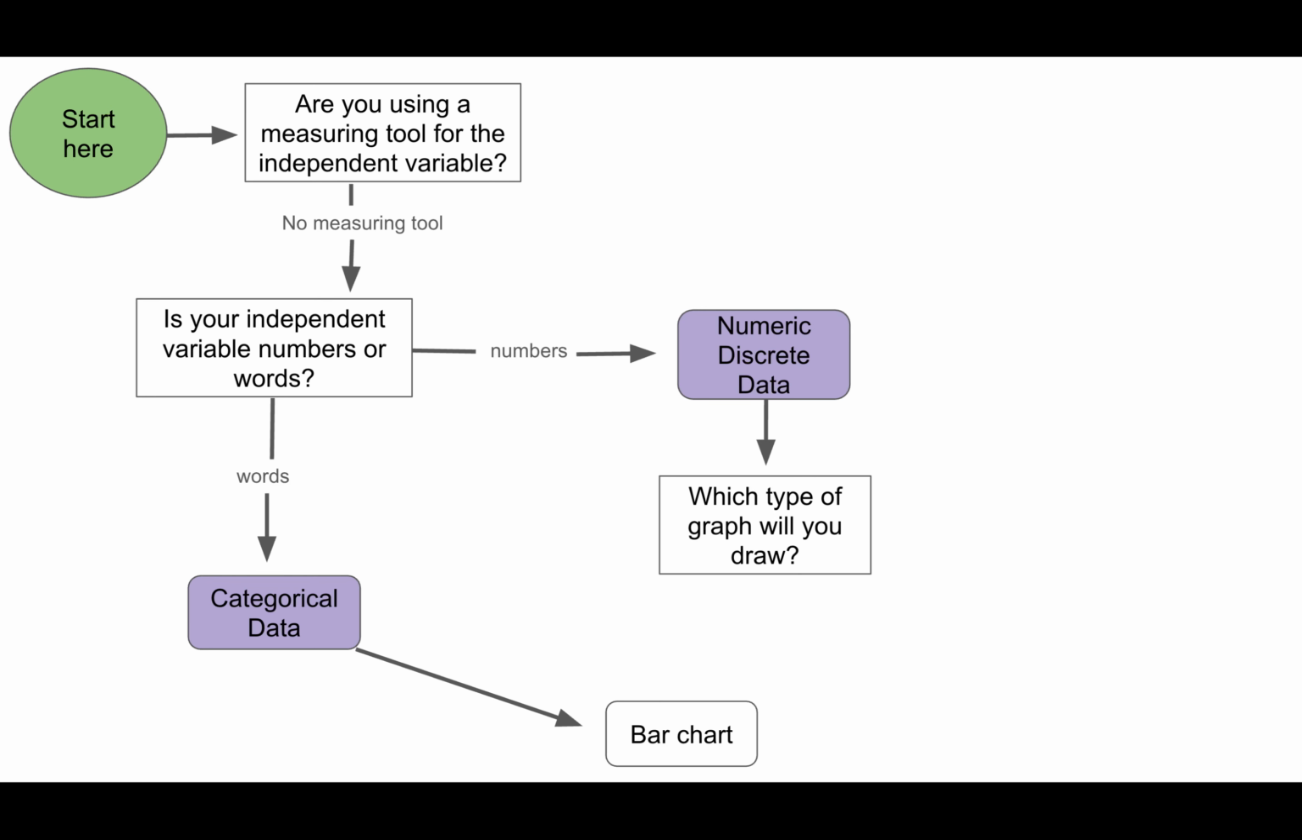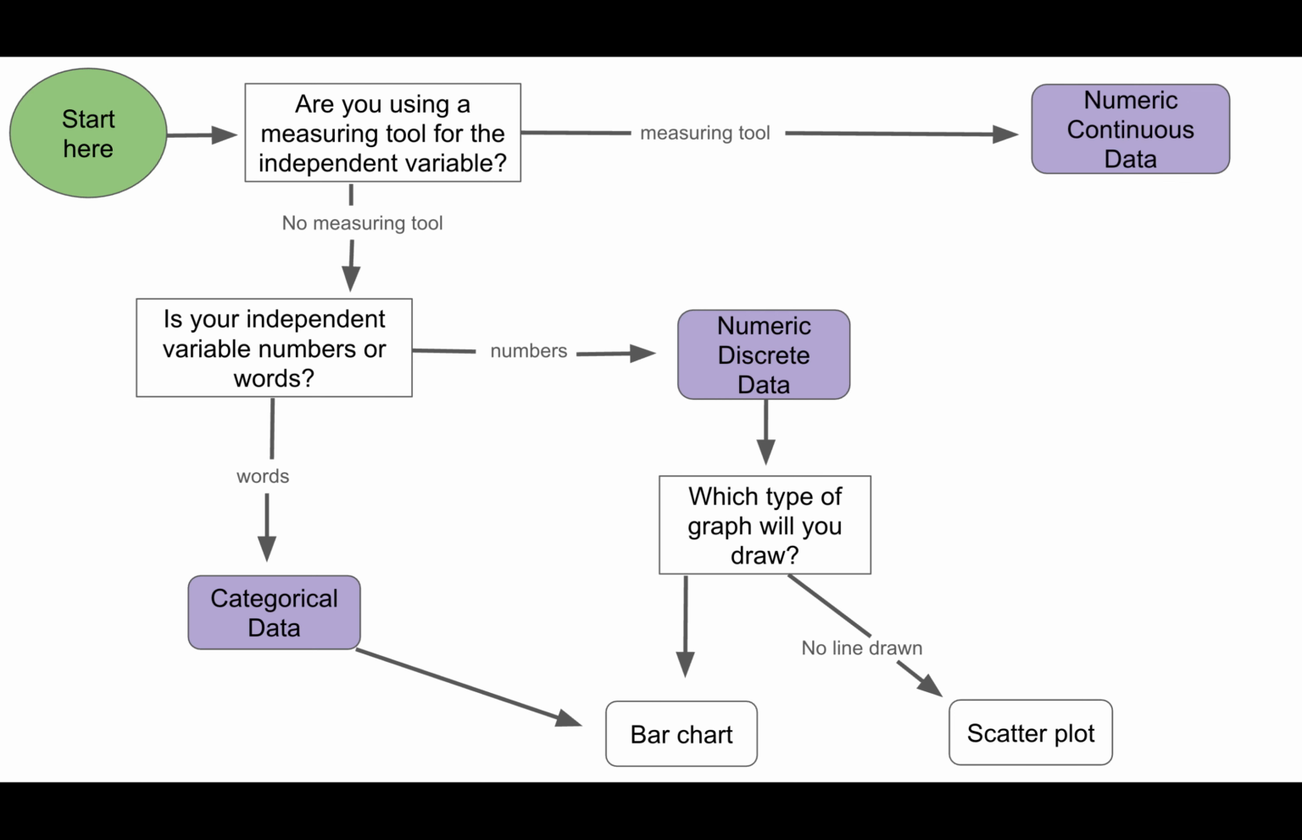So what kind of graph could you draw? Well, there's two different kinds. You could do a bar chart for this, but you could also do a scatter plot. You just wouldn't be drawing any lines on your scatter plot, they would just have the dots to show the data. But let's say that you are using a measuring tool. If you're using a measuring tool, that means that your data is numeric and continuous.